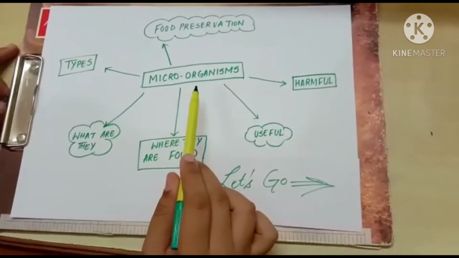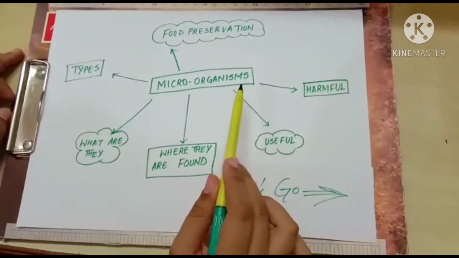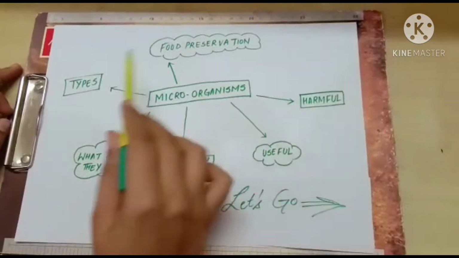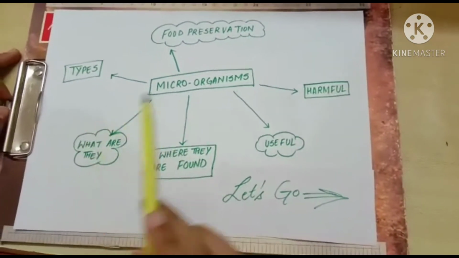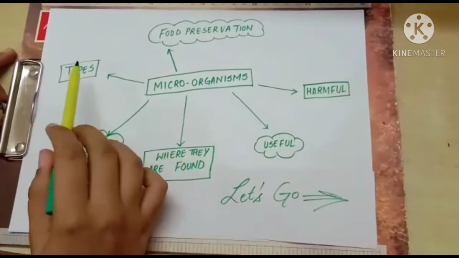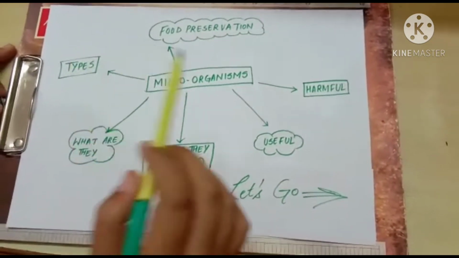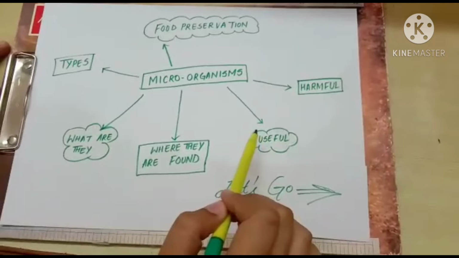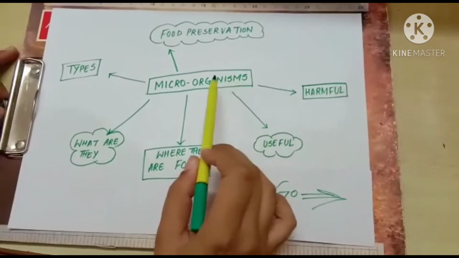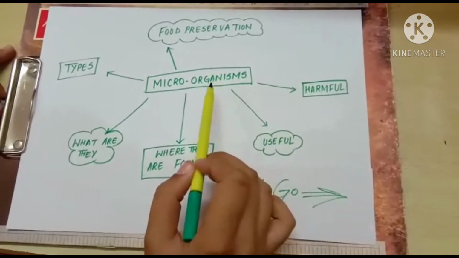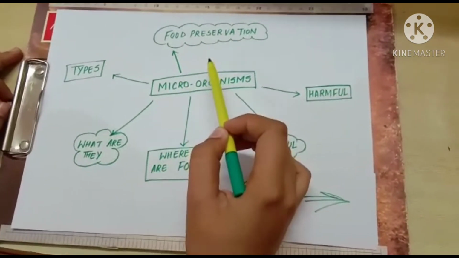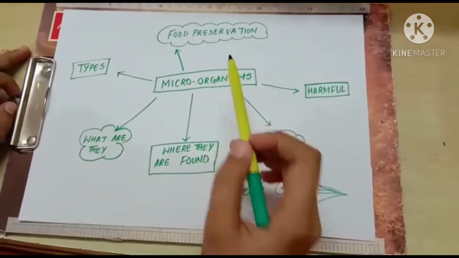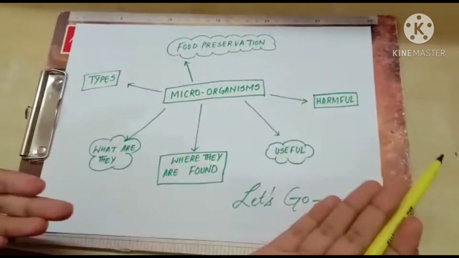Students, today we will study microorganisms, and in this chapter we will cover 6 topics: what are microorganisms, where they are found, what are the different types of microorganisms, what are the uses of microorganisms, which microorganisms are harmful, which ones are useful, and what is the relationship between food preservation and microbes. So without further ado, let's get started.